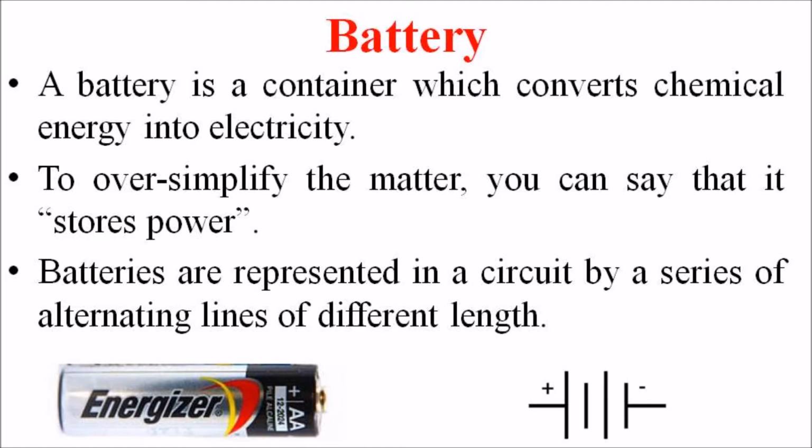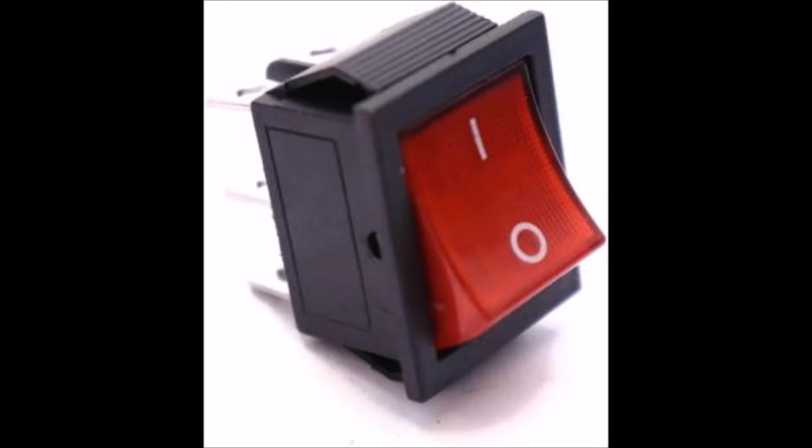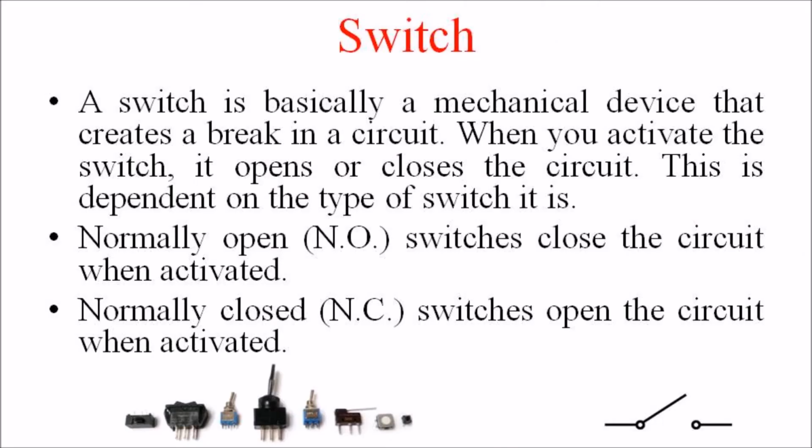The batteries are represented in a circuit by a series of alternating lines of different length. There are also additional markings for power and ground. A plus symbol represents the power as well as a minus symbol represents the ground voltage provided by that cell. The next term is a switch. A switch is basically a mechanical device that creates a break in a circuit. When you activate the switch, it opens or closes the circuit.